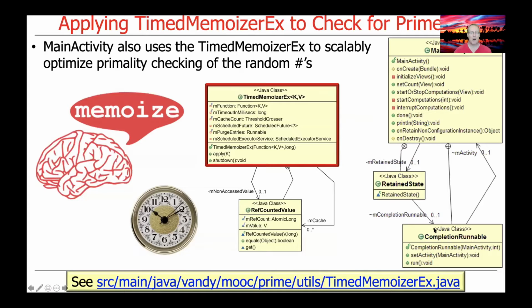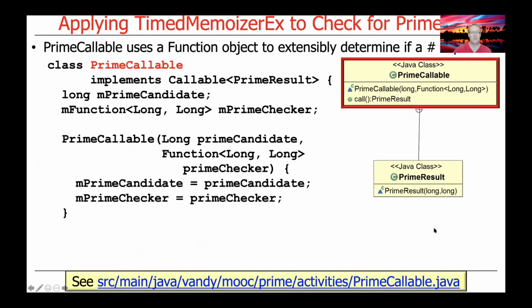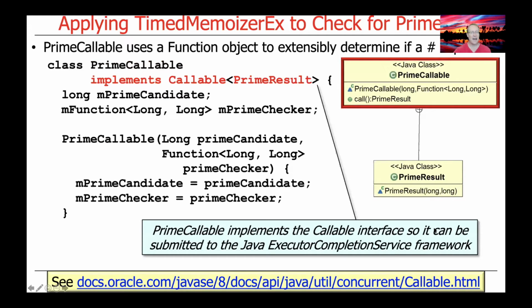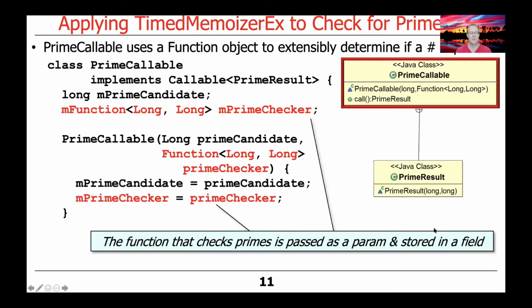So we have the TimedMemoizerEx that we just looked at, and we have our prime callable class, which is going to implement the callable interface. That can then be submitted to the Java executor completion service framework, which will use the fork join pool, the work stealing pool, to process the requests in the pool of threads. Here's the constructor that's going to stash away the function, which is the PrimeChecker function that's passed as a parameter, which will be the one using the memoizer, of course.